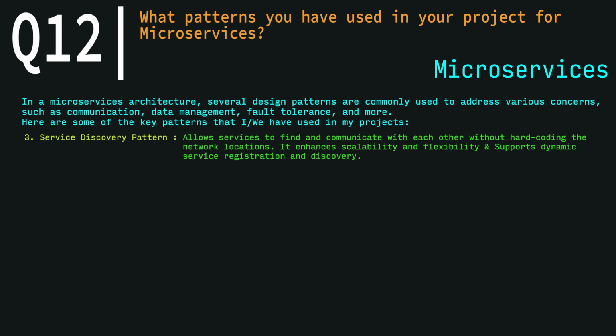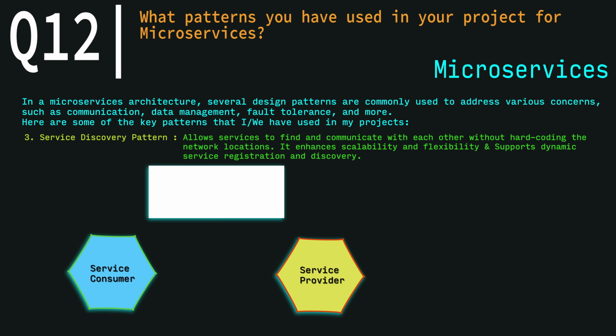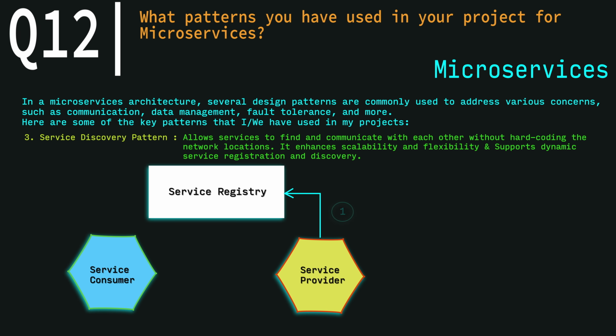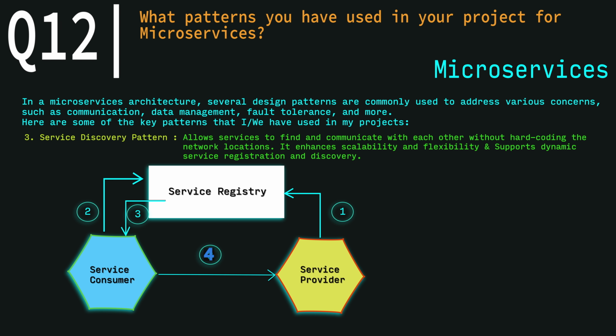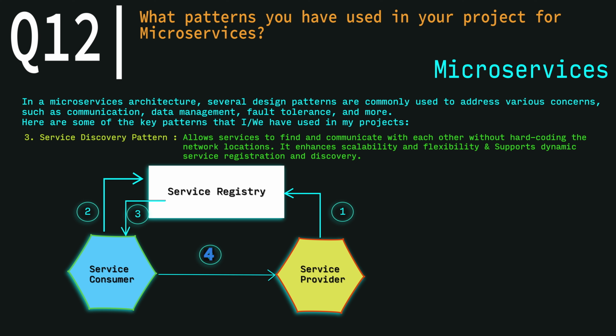And one more important design pattern in microservices architecture is the service discovery pattern. This pattern allows services to find and communicate with each other without hard coding the network locations. It also enhances scalability and flexibility and supports dynamic service registration and discovery. So simply you can say it's a central service where all the microservices will register, and whenever they want to call each other, they will just look up in this registry to call the respective service.